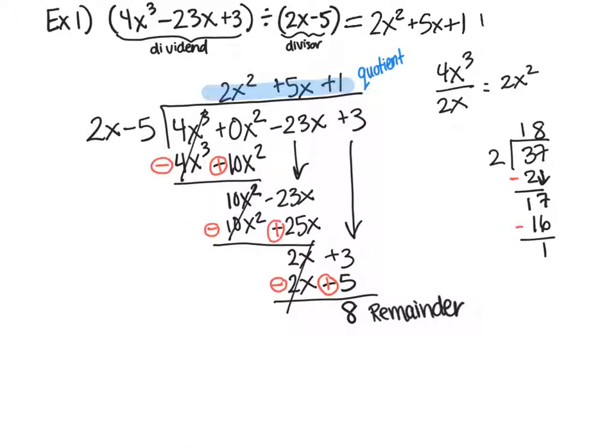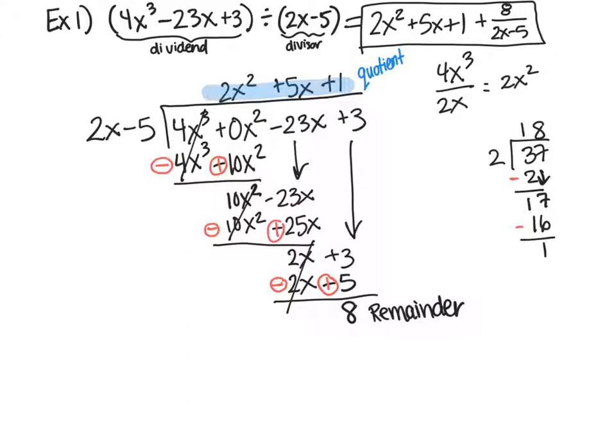So because the remainder is positive, I'm going to say positive 8 divided by, and then remember that our divisor was 2x minus 5, so that goes down here, 2x minus 5. So the final answer to this problem is 2x squared plus 5x plus 1 plus 8 divided by 2x minus 5.